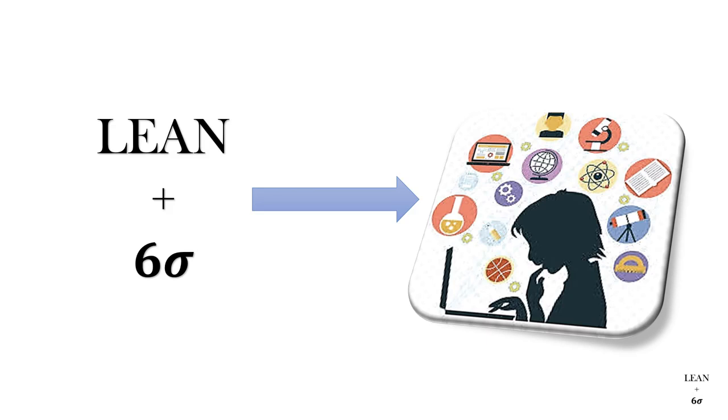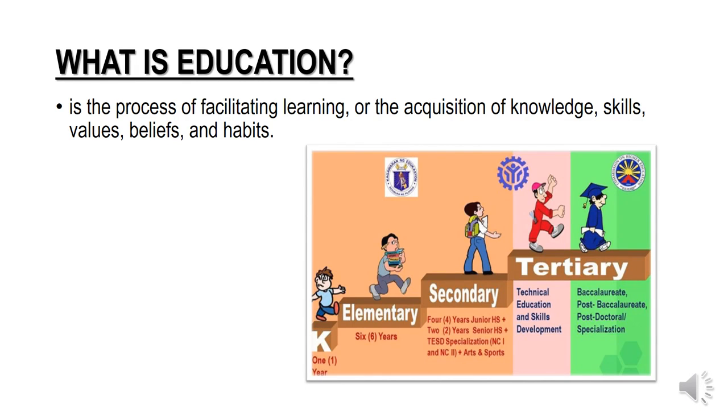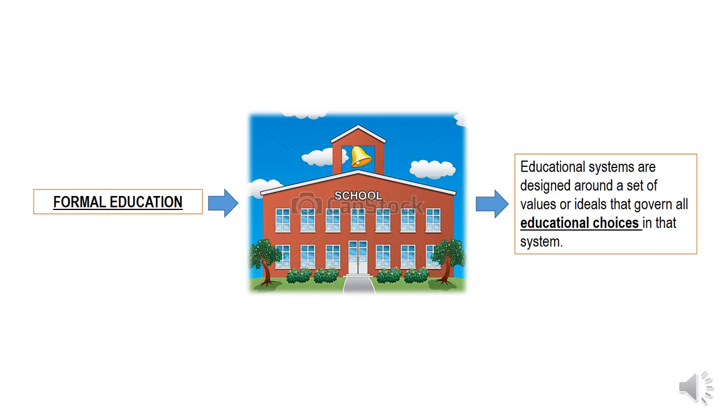But before everything else, let us first define education. It is the process of facilitating learning or the acquisition of knowledge, skills, values, beliefs, and habits. Education can take place in formal or informal setting. So our focus will be in the formal education. In our country, formal education starts from basic education, that's K to 12, to higher education or the tertiary education, which is provided by public and private schools, colleges, universities, technical and vocational institutions in the country.